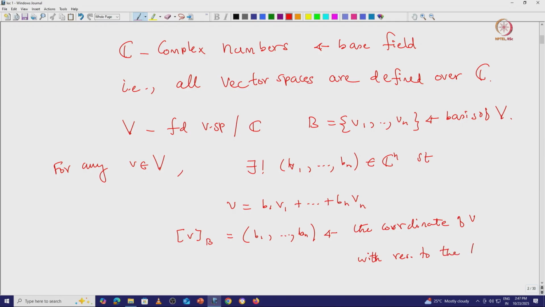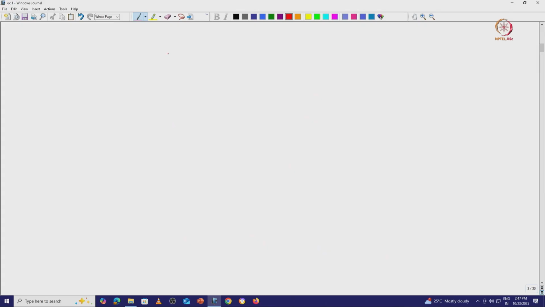Now, this indeed defines a map from V to C^n, the coordinate function. Let us use pi_B to denote that function. So, we have this pi_B, which is a function from V to C^n, given by sending a vector to the coordinate vector of that vector with respect to B. And it is easy to verify this is indeed a vector space isomorphism.